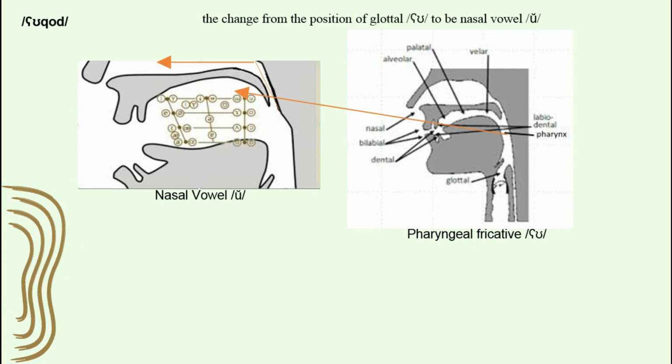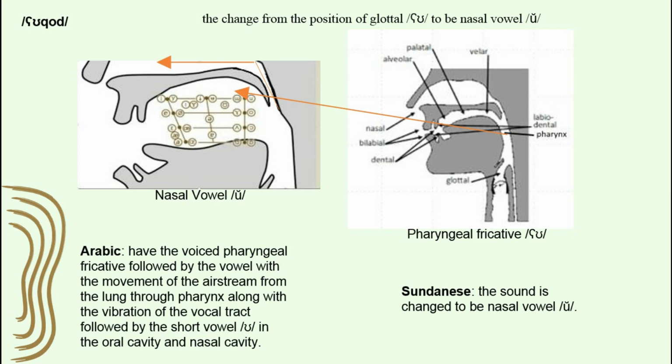Next, number 3 is the voiced pharyngeal fricative followed by the short vowel U, located at the beginning of the sound uqud. It means that in producing this word, the native Arab will automatically produce the voiced pharyngeal fricative followed by the vowel, with the movement of the airstream from the lungs through the pharynx along with the vibration of the vocal tract, followed by the short vowel U in the oral cavity and nasal cavity. This sound then involves three places of articulation: first the pharynx, second the oral cavity, and executed in the nasal cavity.